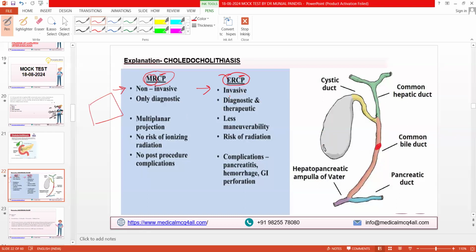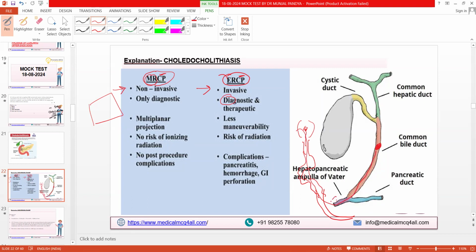Here is the dual advantage. It is diagnostic, why? Because you are entering the scope from here. This is the second part of the duodenum. I have another excellent picture. This is the mouth, this is the esophagus, this is the stomach, this is the duodenum, and then this is the second part of the duodenum. So the scope is entered from the mouth, goes into the esophagus, stomach, second part of the duodenum, and they remove the stone.